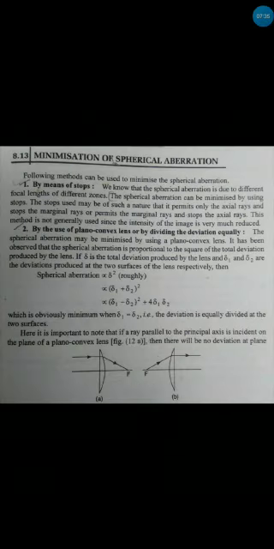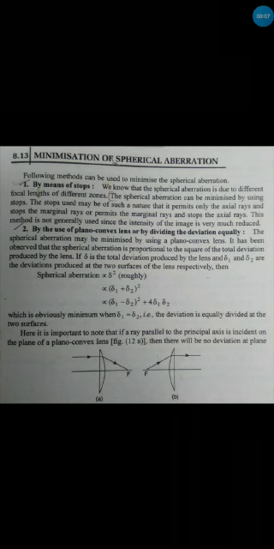So minimization of spherical aberration consists of many methods. In that, the first one is by means of stops. We know that spherical aberration is due to the different focal lengths of different zones. The spherical aberration can be minimized by using stops. The stops used may be of such a nature that it permits only the axial rays and stops the marginal rays, or permits the marginal rays and stops the axial rays. This method is not generally used since the intensity of the image is very much reduced.